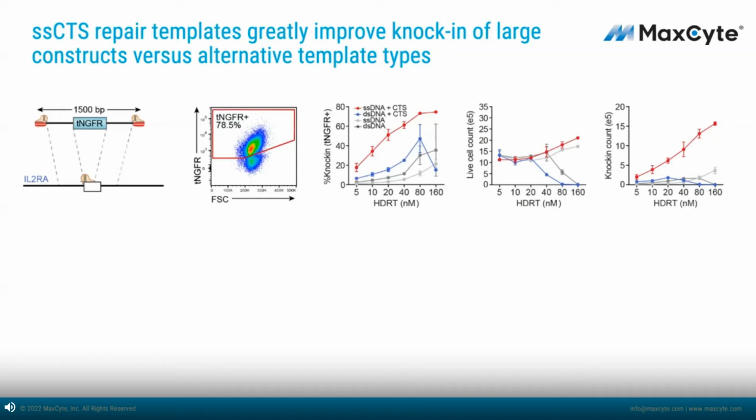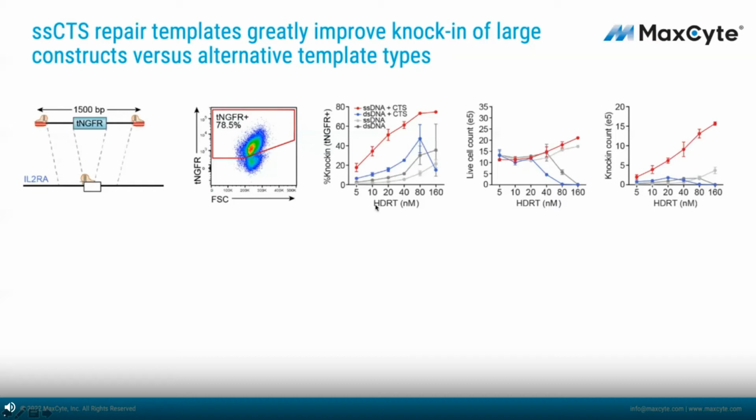the knock-in efficiency. And overall, you can see on the right-hand graph here that we are able to achieve significantly more CAR T cells with the knock-in across the entire range of concentrations compared to either normal single-stranded DNA in the light gray, normal double-stranded DNA in the dark gray, or the CTS double-stranded DNA in the blue.